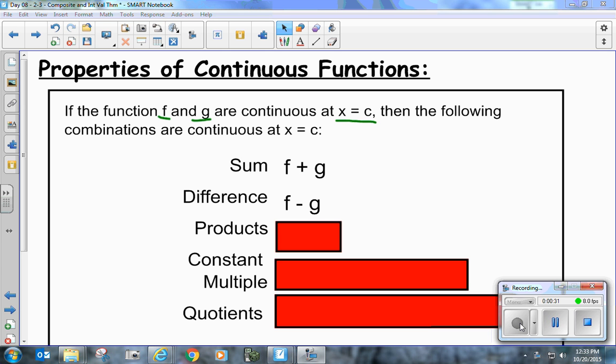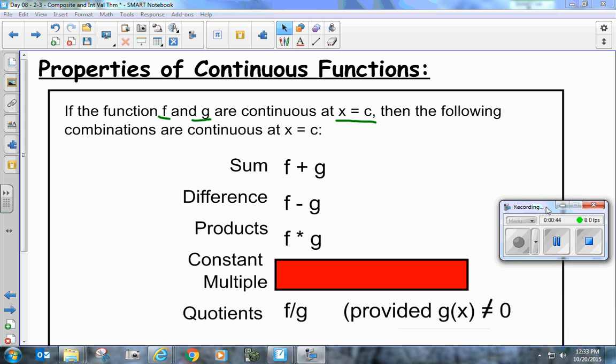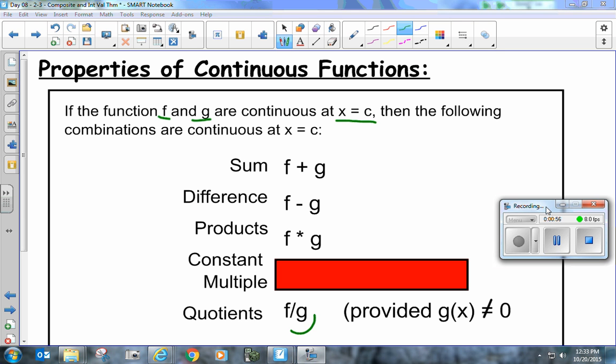And the same thing goes on and on. If I multiply my two continuous functions, the product of those two functions is also continuous. Same thing with dividing. If I have two continuous functions and I divide them, the quotient is also continuous. However, you need to remember that g of x in this case cannot be 0, because g is in the denominator. And if we have a 0 in the denominator, it is undefined.